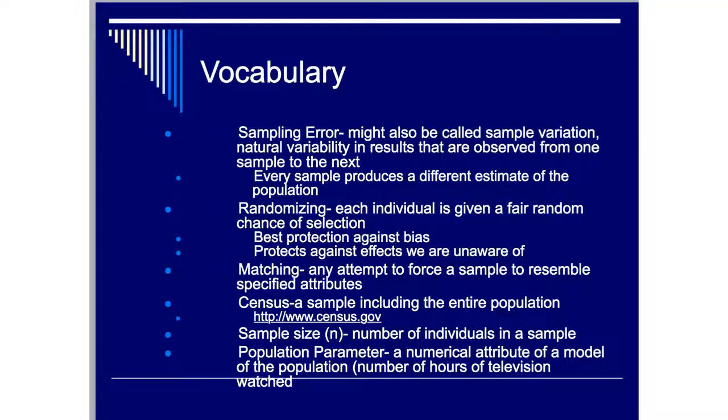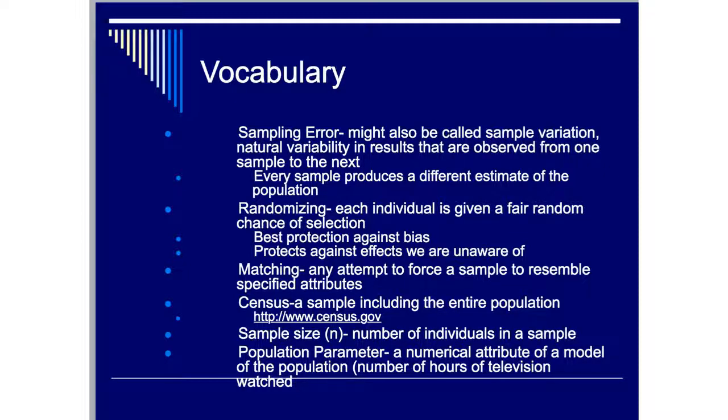So we have this term in statistics, it's called sampling error. And in most math classes, when you hear the word error, you think mistake, right? And that's not what this means in statistics. Sampling error is also known as sampling variation, natural variability in the results that are observed from one sample to the next.